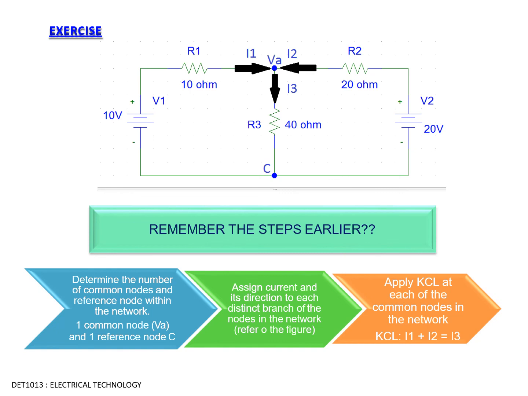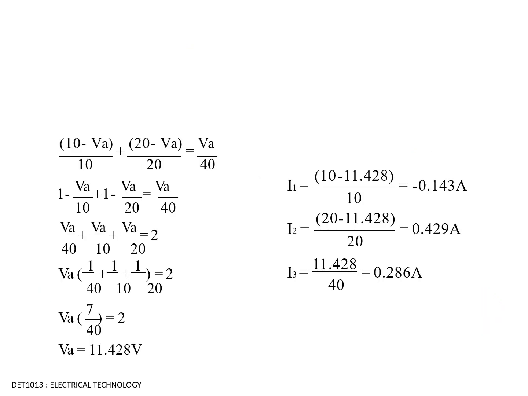Now applying Kirchhoff's current law, it states that I1 plus I2 is equal to I3. Substitute the values of I1, I2 and I3 in this equation. Then we get 10 minus VA by 10 plus 20 minus VA by 20, that is I2, is equal to VA by 40. Now by solving this equation, 10 by 10 we get 1. So 1 minus VA by 10 plus 20 by 20 is 1, and minus VA by 20 is equal to VA by 40 on the right hand side.